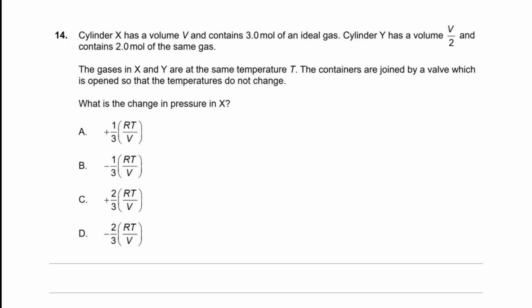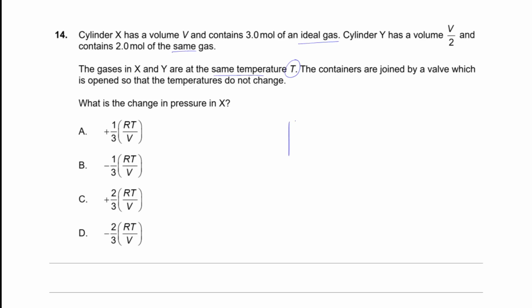This is a question in thermophysics related to the ideal gas equation. Cylinder X has the volume V and contains 3 moles of an ideal gas. Cylinder Y has a volume of V over 2 and contains 2 moles of the same gas. The gases in X and Y are at the same temperature T. The containers are joined by a valve, which is opened so that the temperature does not change. What is the change in pressure in X?